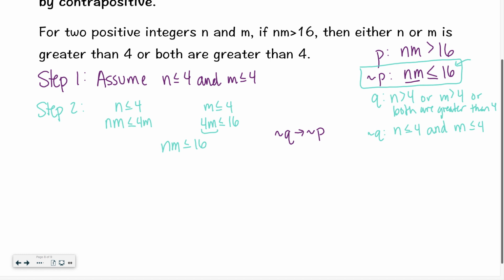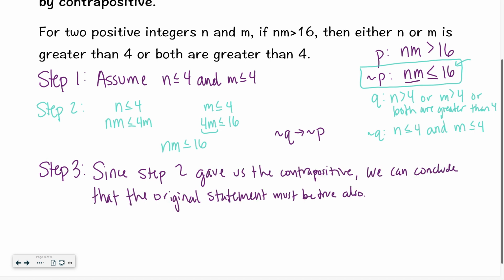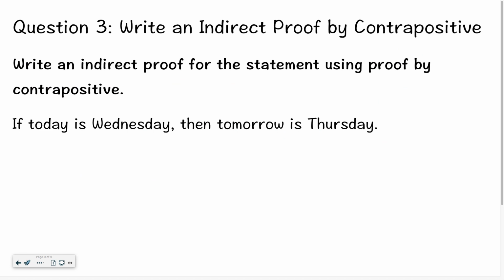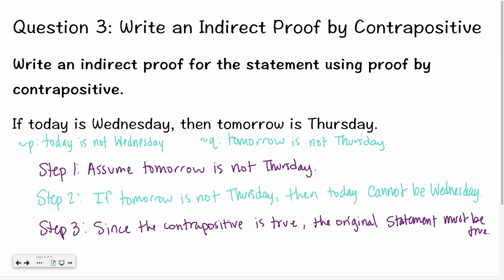And since I was able to get it back in that form, I am ready for step 3. I can say something like, since step 2 gave us the contrapositive, we can conclude that the original statement must be true also. All right. Now, I want you guys to try, just like you did with the proof by contradiction, try this proof by contrapositive on your own, and then compare your answers to mine. Good luck.